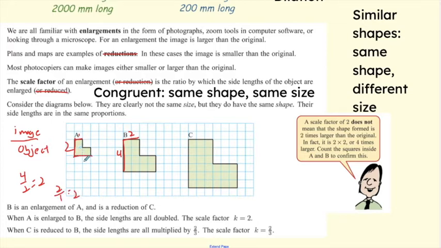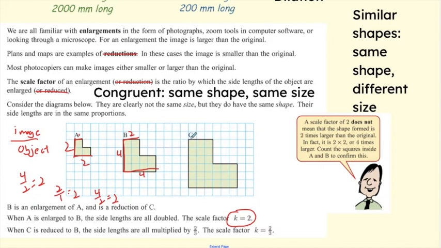Let's try it on the bottom. We have a 2 here and a 4 here. If I take 4 divided by 2, I get 2. So that works for all of those. On all of our sides, we have that same proportion, that same ratio, and that's 2. Remember, k is our scale factor variable. We always use k for the scale factor.